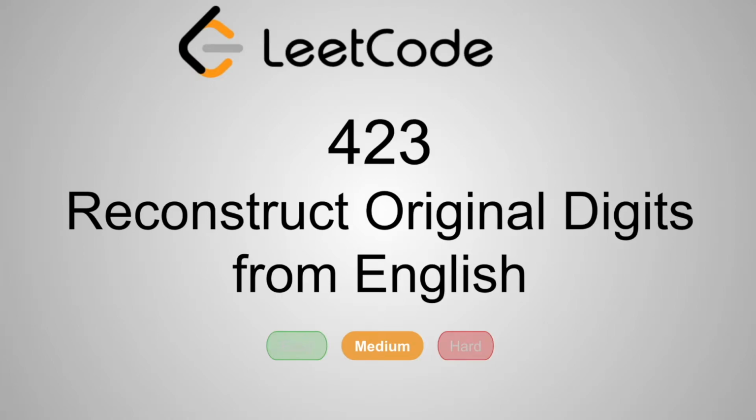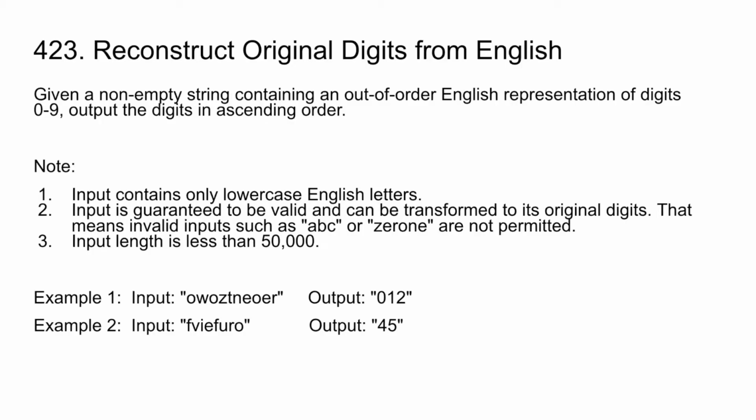Hello everyone, this is the LeetCode problem, reconstruct original digits from English. Given a non-empty string containing an out-of-order English representation of digits from 0 to 9, output the digits in ascending order. Input contains only lowercase English letters. Input is guaranteed to be valid and can be transformed to its original digits.